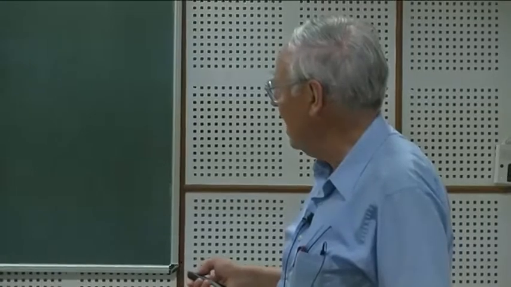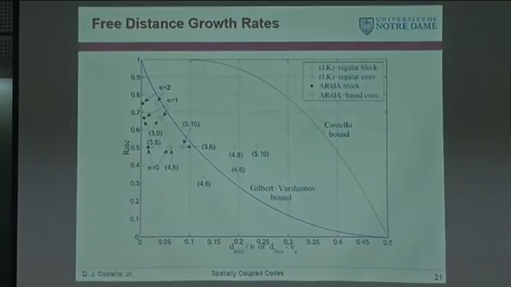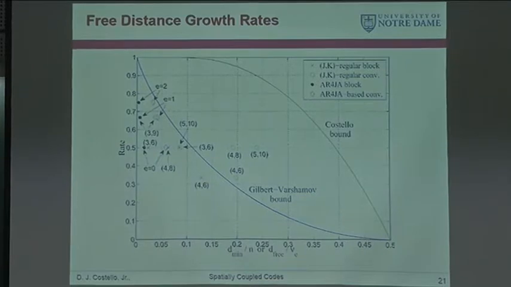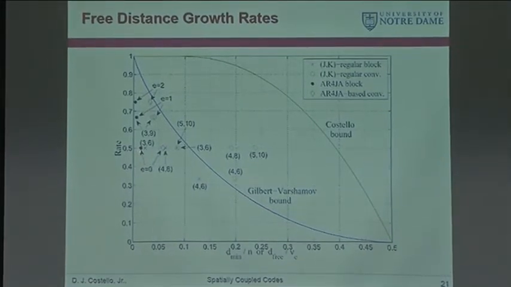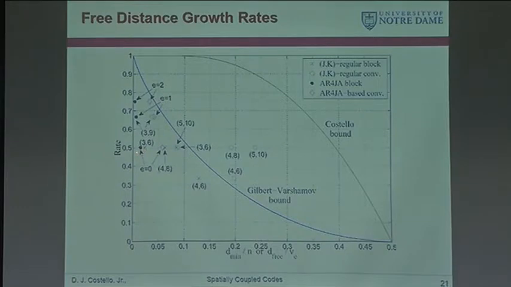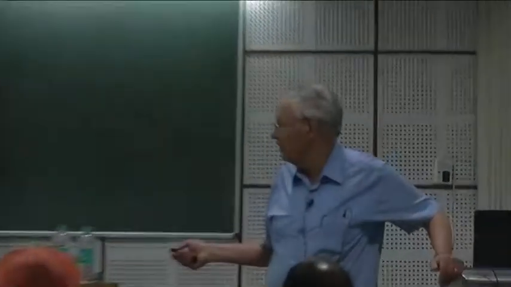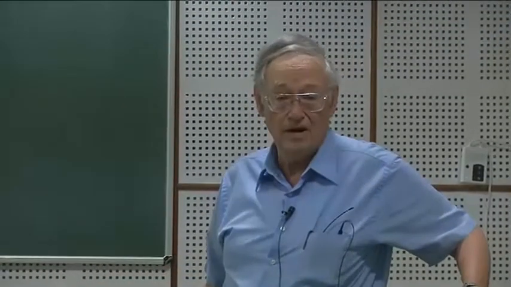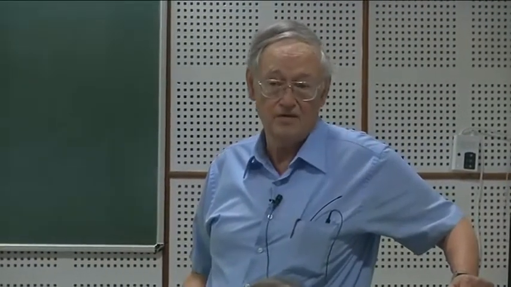I also have plotted in here distance growth rates for those ARJA ensembles that we talked about yesterday, those irregular LDPC code ensembles. Those are the solid points here. This is the basic ARJA, and these are the ones that are extended to the higher rates. And we see again that these are asymptotically good ensembles. They have linear distance growth, but they are irregular, so they have much better thresholds, as we saw yesterday, than the regular ensembles. But not necessarily better thresholds than the spatially coupled regular ensembles.